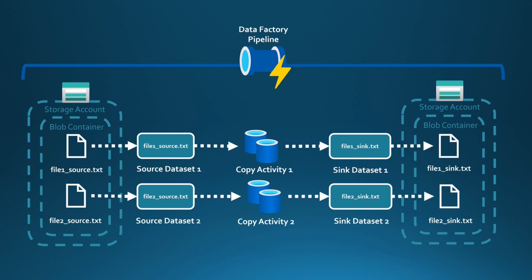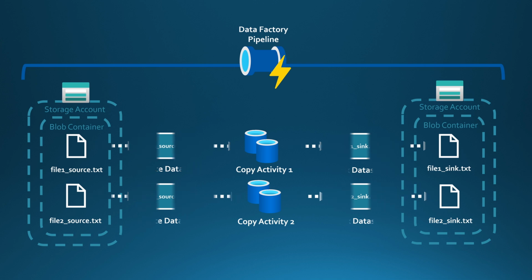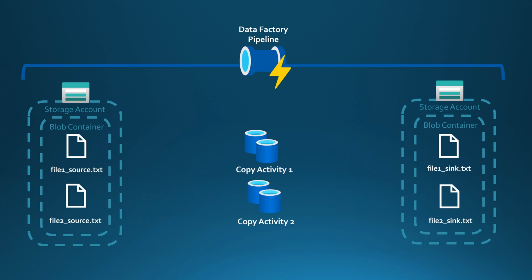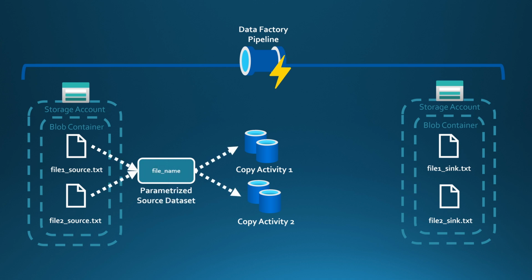But if we would like to reduce the amount of Data Factory objects that are being used here, like the datasets, we can use Data Factory parameters to do that. Now let's go through how we would do it. So let's get rid of all of these datasets. And now let's add just one parameterized dataset describing the source, and let's do the same thing for the sync dataset.